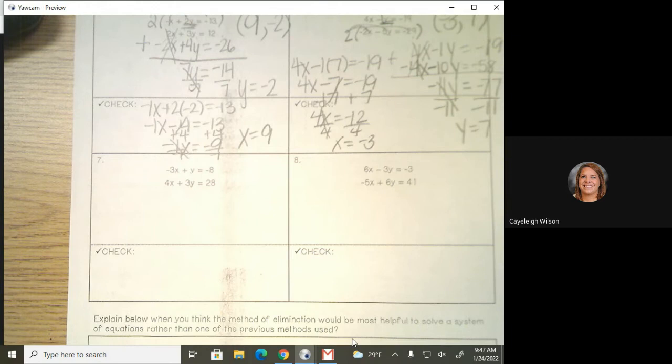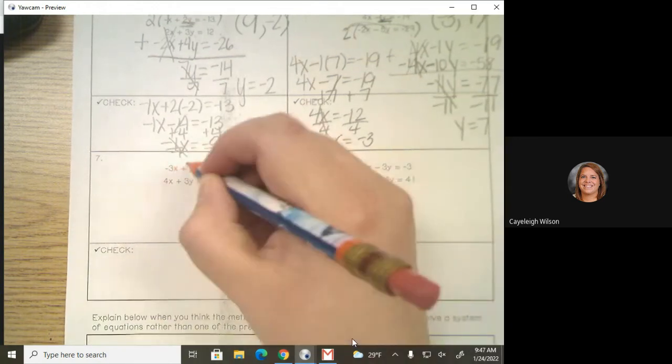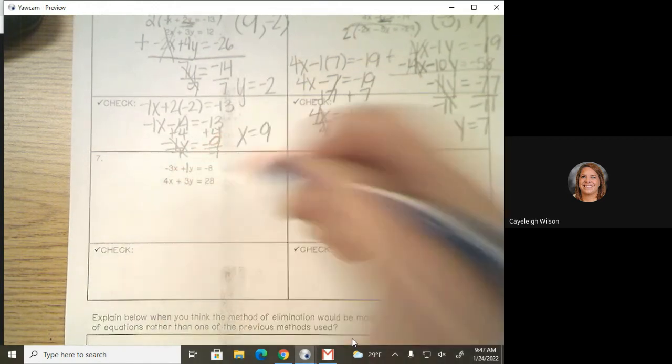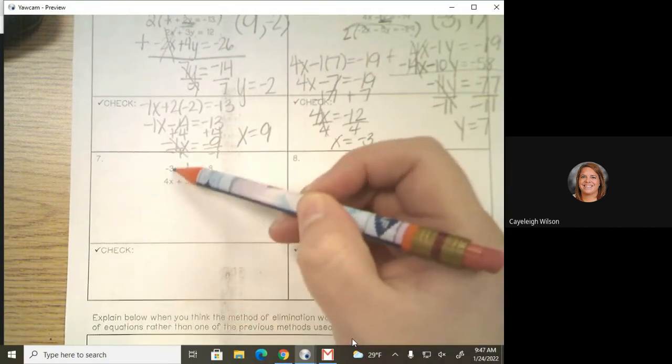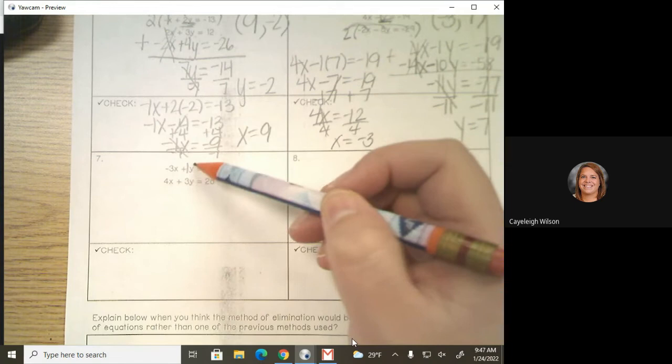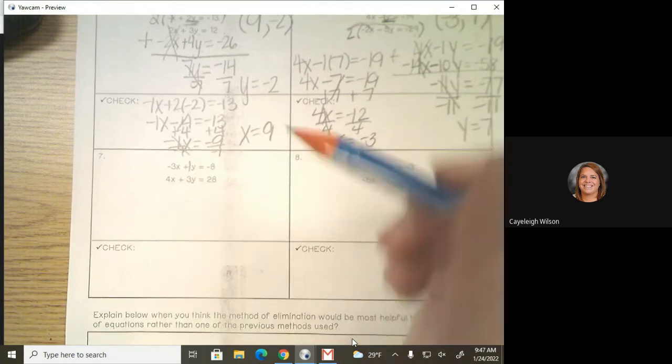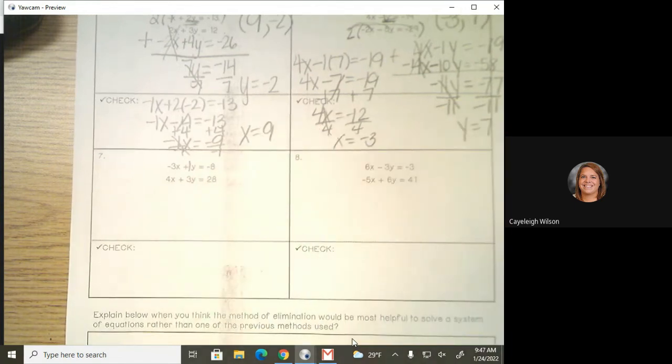All right, so looking at number 7, the x's and y's are lined up. Looking at the x's, not the same number. Looking at the y's, not the same number. So let's take a vote. Raise your hand if you want to eliminate x.